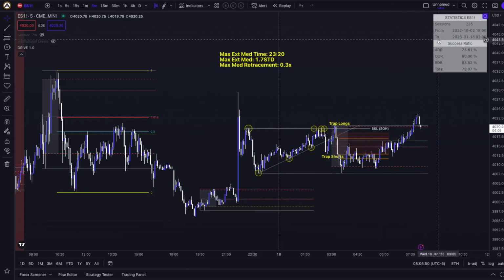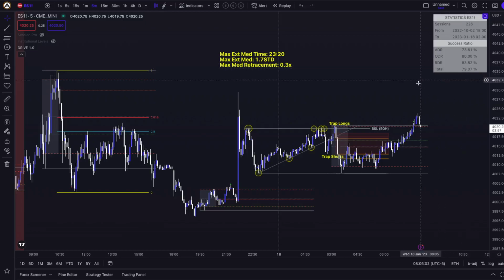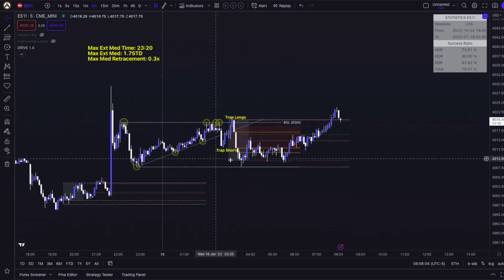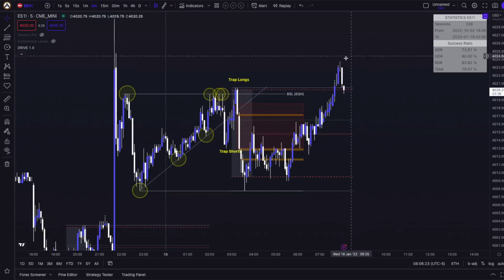Overall, we can see the statistics for the ES1, the futures contract. Over the past 226 sessions, we had an overall success ratio of 79%, meaning that now we got our bullish confirmation long right here on this candle at 7:40 a.m. New York local time. This low is basically going to be the low for our ODR session. The ODR session is almost over since it already hit 8 a.m.